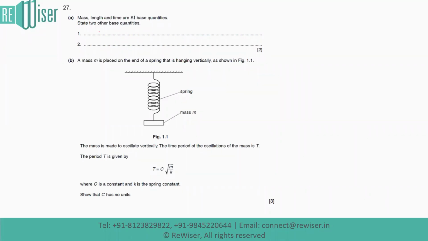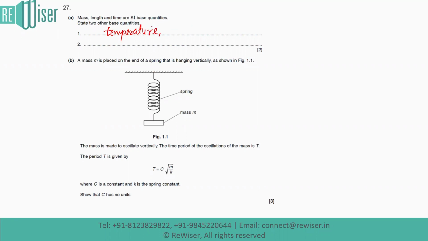Hello. So first question is: mass, length and time are the SI base quantities. State two other base quantities. So mass is the base quantity which has the unit of kilogram. Length is a base quantity which has the unit of meter, and time is the base quantity which has the unit of second. So another base quantity is temperature.